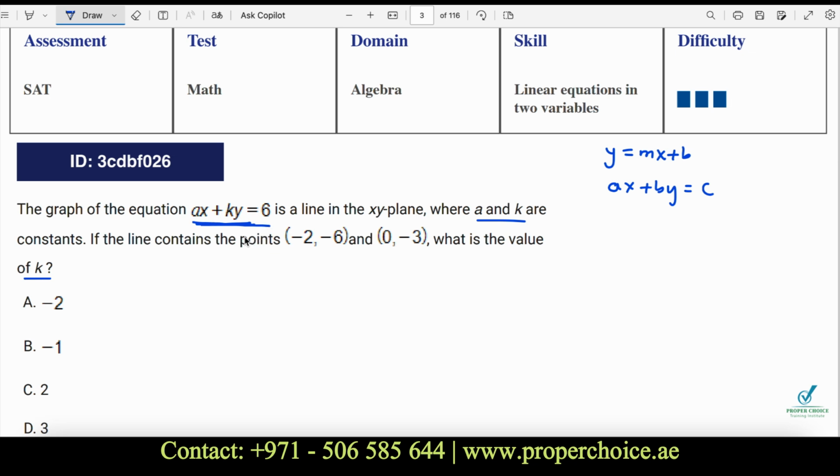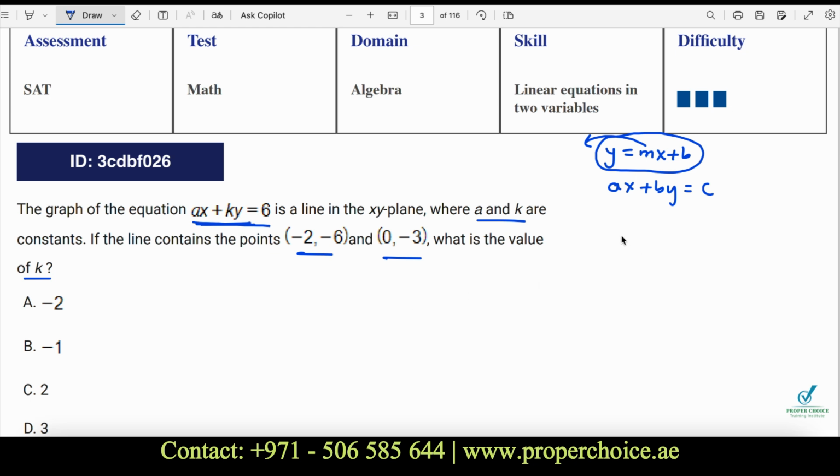They are asking us to find the value of k, which is the coefficient of y. Now what are we supposed to do? By using the coordinate points, first find the slope and y-intercept form of the equation. Then you can rearrange it by taking the x term to the other side. As they already gave us the coordinate points, we can find it out.